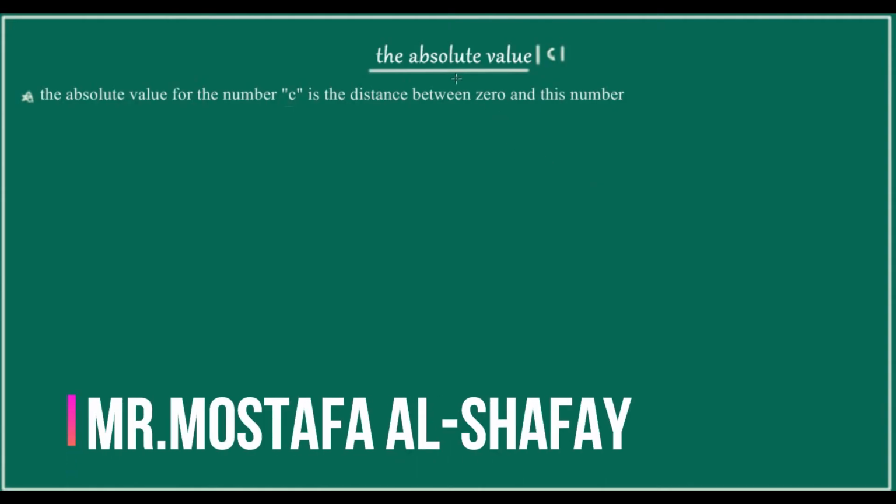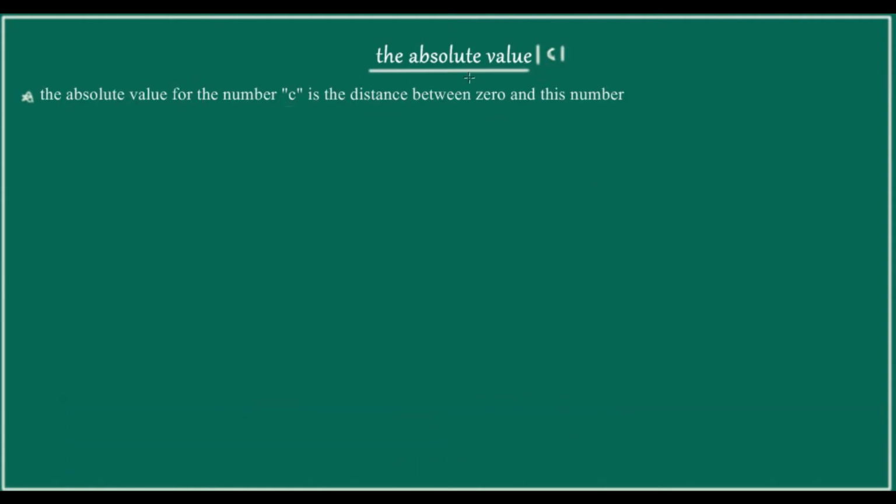Okay, today's video is about the absolute value. To understand the absolute value, we will first look at the meaning of the absolute value. The definition of the absolute value of any number, like C: if we have a number C, the absolute value of the number C is the distance between 0 and this number.